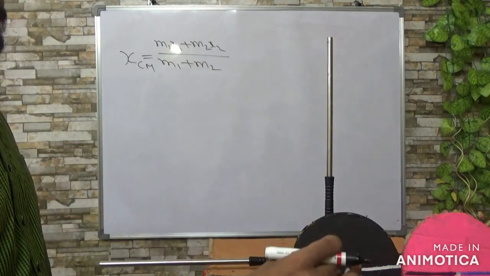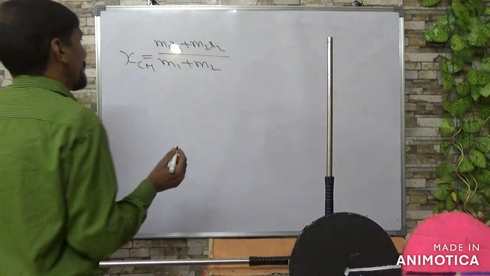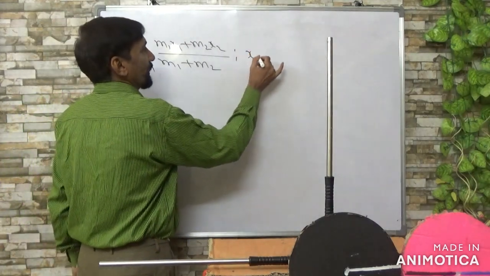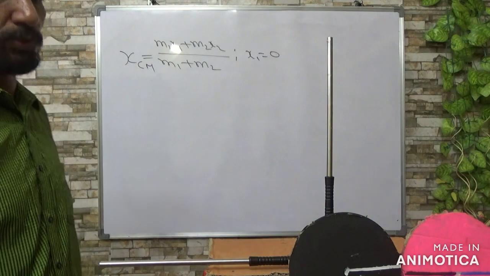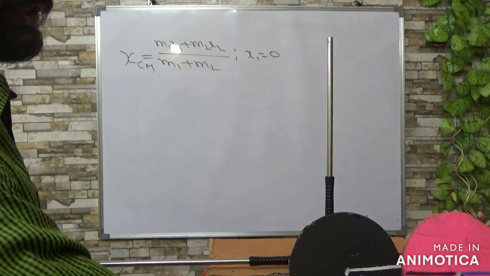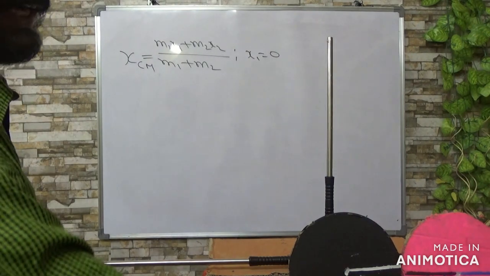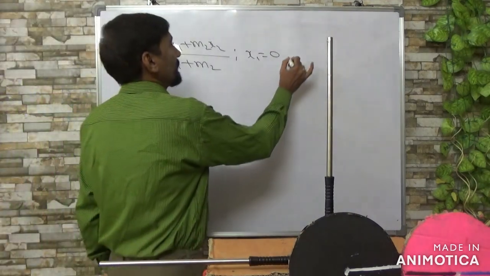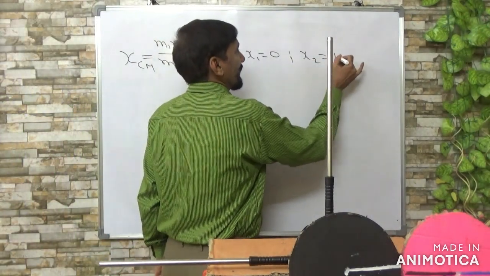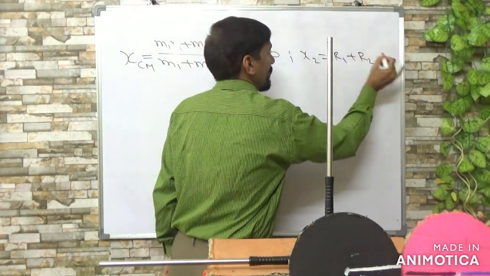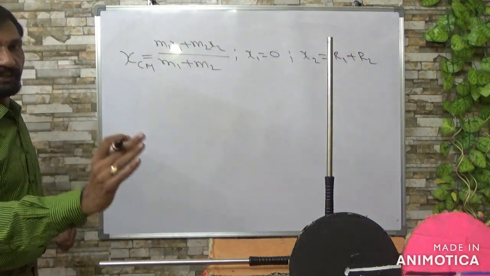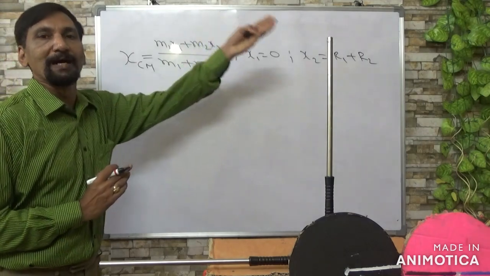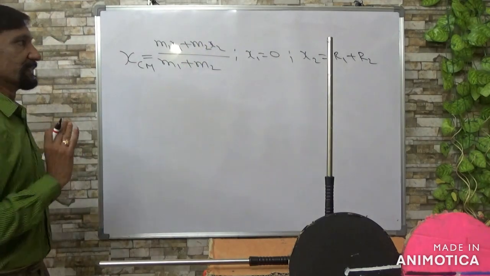The first disk is at the origin now, so that is why x1 is taken as 0, and x2 is the distance from the origin to the center of the second one, r1 plus r2, right? So x2 is taken as r1 plus r2. Okay, so m1 is the mass of the first disk, m2 the mass of the second disk.